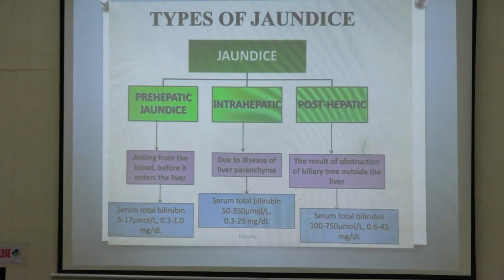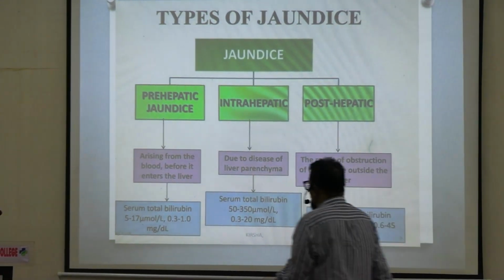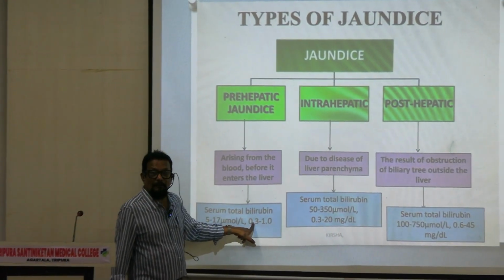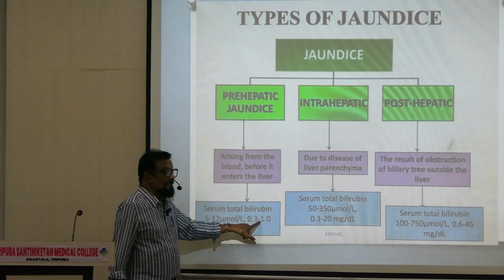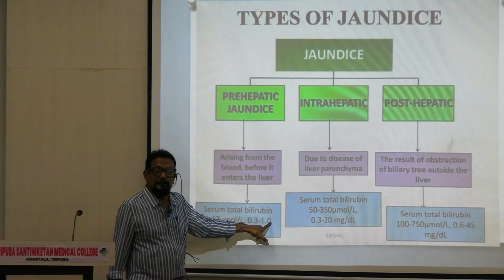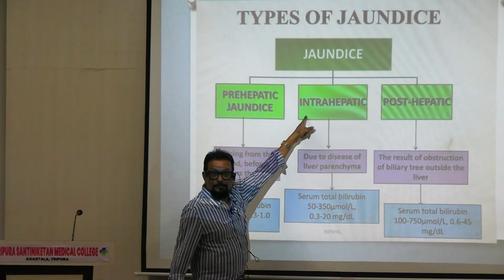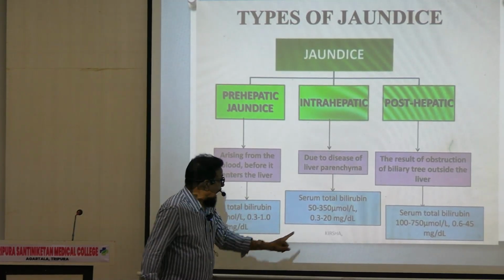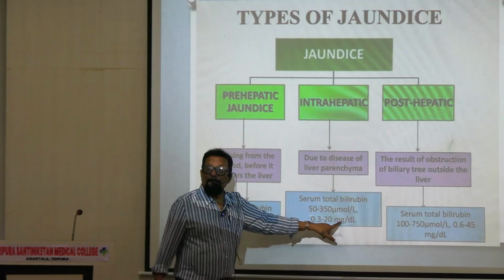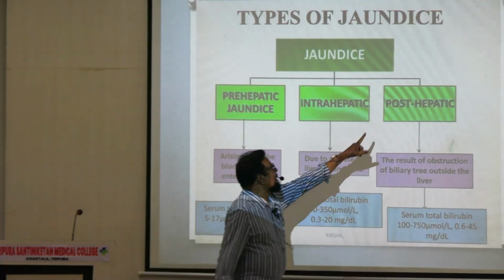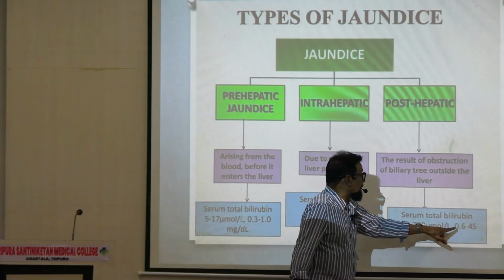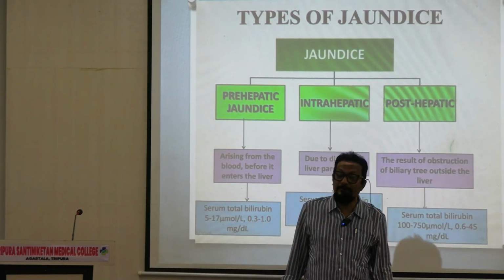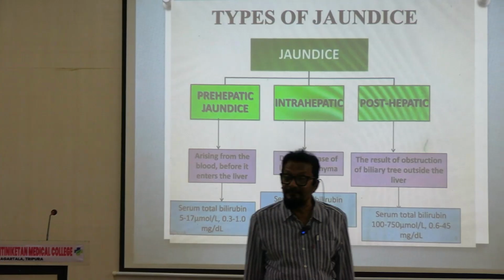In prehepatic jaundice, what level of bilirubin will you find? Normally 0.3 to 1 milligram per dL. But in this type of jaundice, the bilirubin level will be much higher, up to 20 milligram per dL. And in post-hepatic, it will be even more.